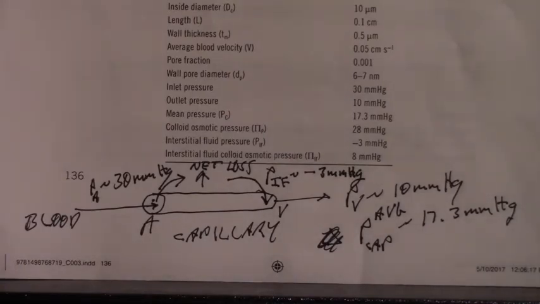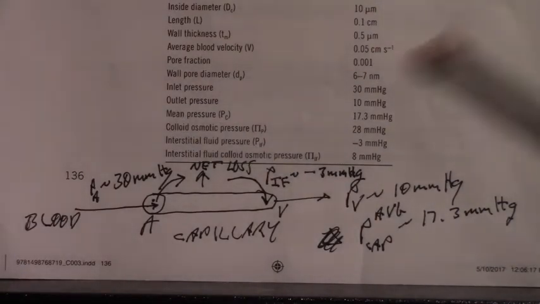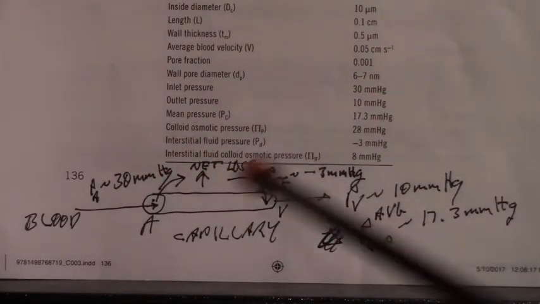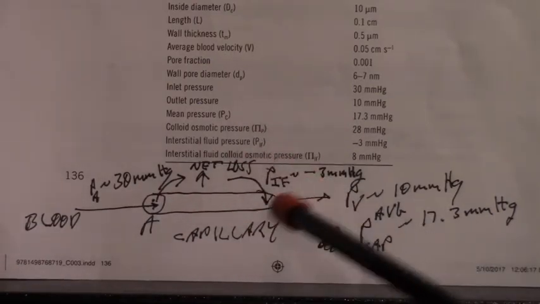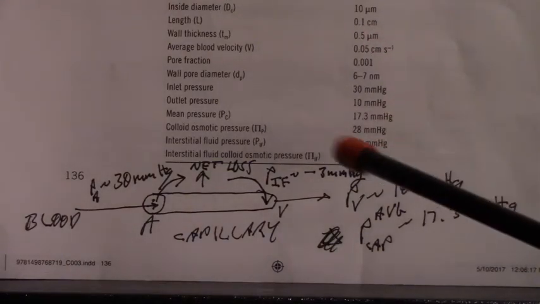And you're probably wondering, well, why isn't it 20? Because 30 plus 10 divided by 2 is 20. Actually, the capillary kind of increases in cross-sectional area as you move down to the venous end. And because of the geometric averaging within a cylinder, it affects the averaging technique. So that's how they end up with the 17.3. So there's your mean pressure.